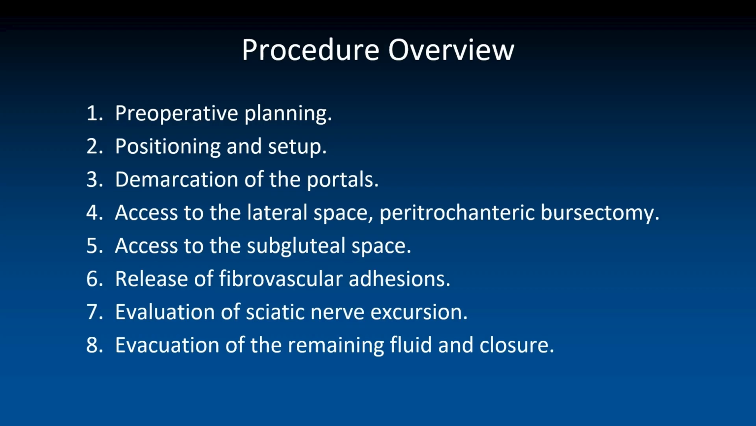The specific steps to performing this procedure consist of preoperative planning with the identification of landmarks, positioning the patient and setup, the marking of the portals, access to the lateral space performing the peritrochanteric bursectomy and partial gluteus maximus distal insertion tenotomy, access into the posterior space, fibrovascular adhesion release, excursion evaluation of the sciatic nerve, evacuation of the remaining fluid, and closure.